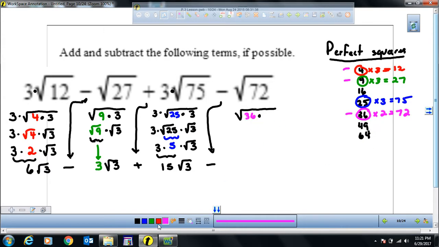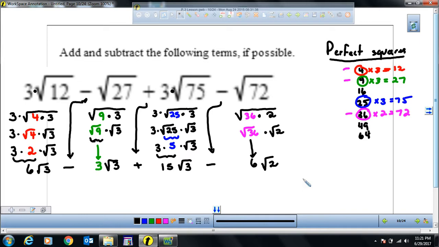So the square root of 72 is equal to the square root of 36 times 2, which now we can separate into the square root of 36 times the square root of 2. And the square root of 36 is going to give us a 6 times the square root of 2.